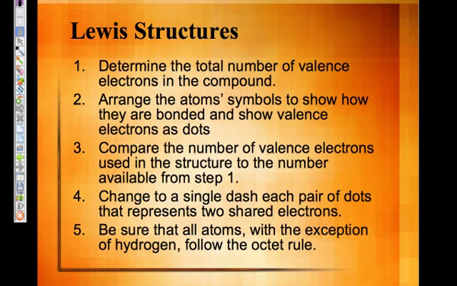If it's correct, then you'll just change the electrons that are being shared into dashes, and then make sure at the end, with the exception of hydrogen and those other exceptions we had, which were boron, aluminum, and beryllium, make sure that they are following the octet rule. So they should have 8 valence electrons around them. And those shared electrons, you count as valence electrons for both atoms that are being shared with it.